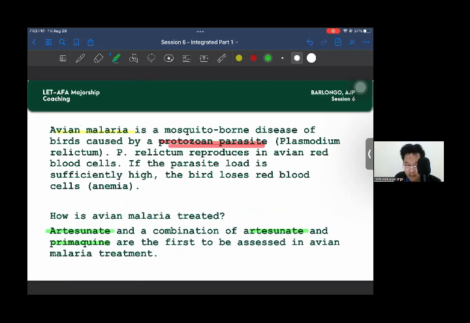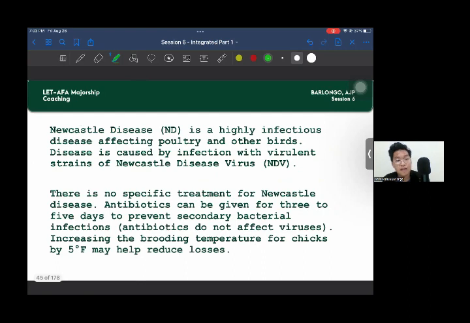So let's move here sa mga answers natin. The Newcastle disease is a highly infectious disease affecting poultry and other birds. So disease is caused by infection with virulent strains of Newcastle disease virus. So check na una, virus. So it is caused by a virus.